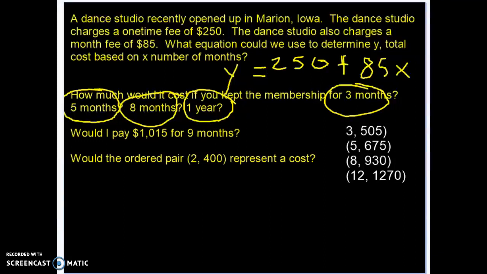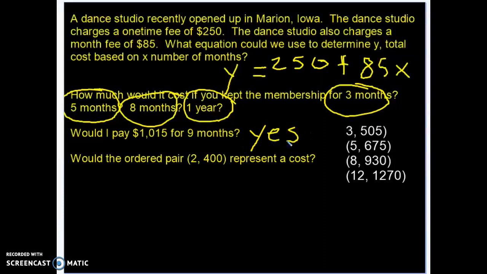Now the next question is would you pay $1,015 for 9 months? So simply do 85 times 9 and then add 250. If your answer is 1,015, then yes, you would pay 1,015. And when I do that calculation, yes, I would get $1,015. So my answer here is yes.